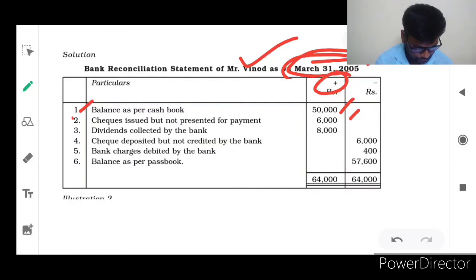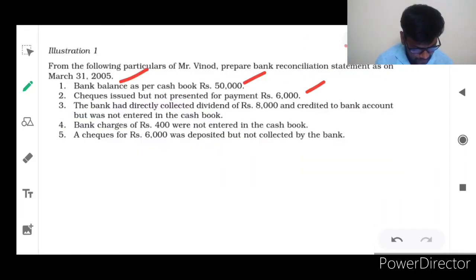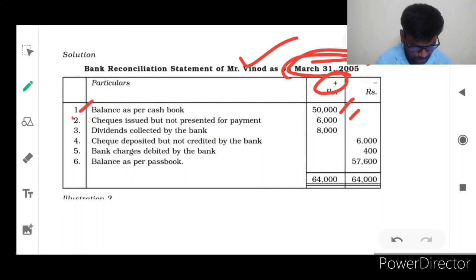The next one. Third: the bank had directly collected dividends of 8,000 rupees and credited it to the bank account, but it was not entered in the cash book. How would we know? If we knew, we would debit our cash book. Dividend is the profit money on your shares, received by the banker from your company and directly deposited into your bank account. So this is also favorable, 8,000 rupees, boosting our balance.